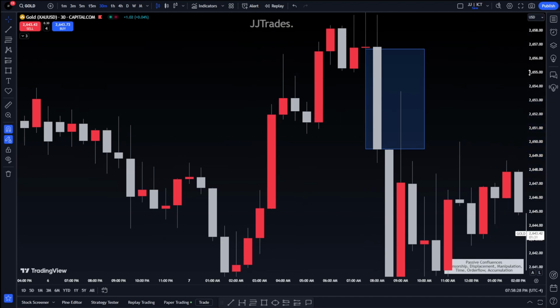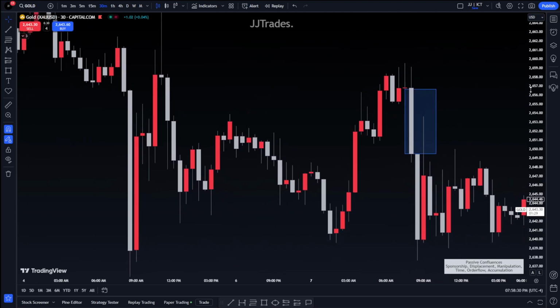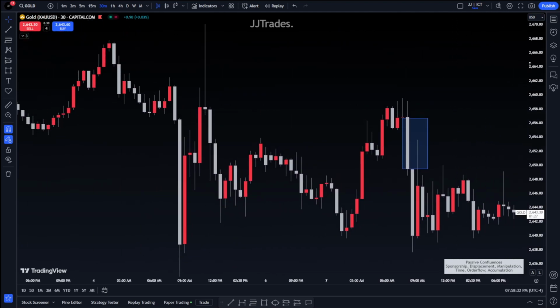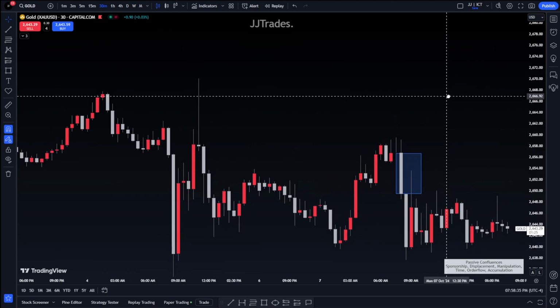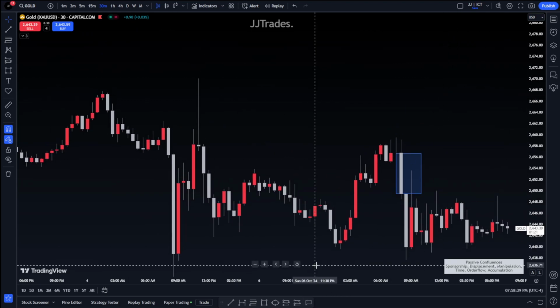Whenever a fair value gap is created, for example, we have BISI and SIBI. Let me explain now. A BISI is a bullish fair value gap, and a SIBI is a bearish fair value gap. But those abbreviations aren't just for cool names. It actually holds a lot of meaning.